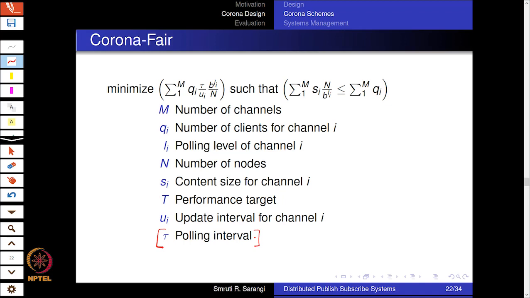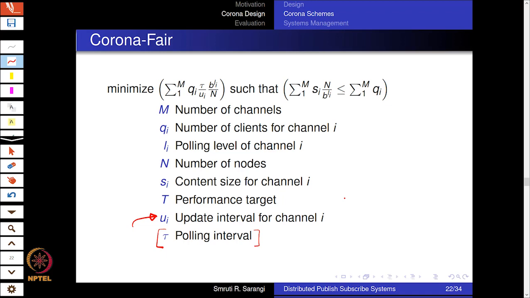This variant of Corona does not consider that, but it is something which can be considered. And the other is the update interval for channel i, because for different channels, the update intervals will be different. For example, for stock prices, the update interval will be low, particularly when trading is happening. Some stocks will be changing very quickly.